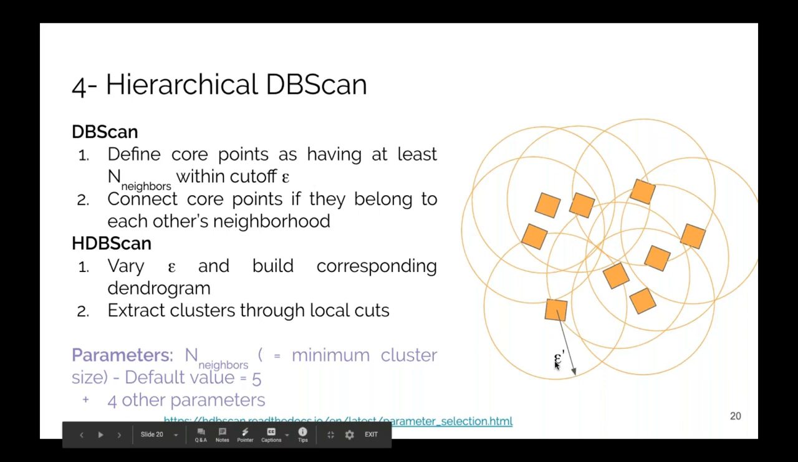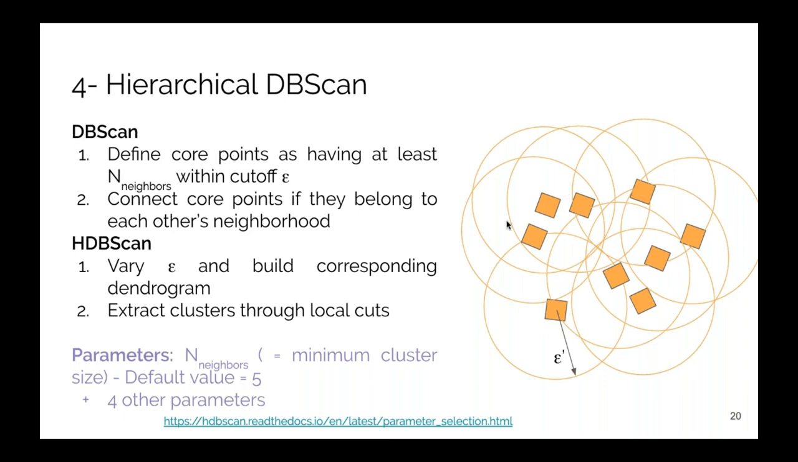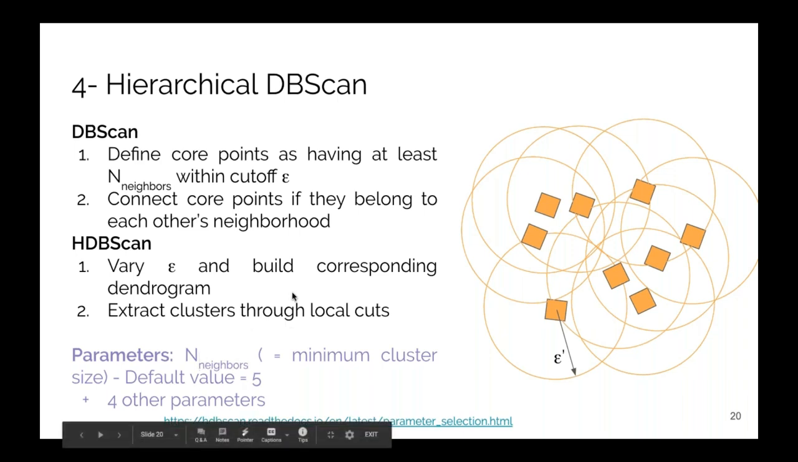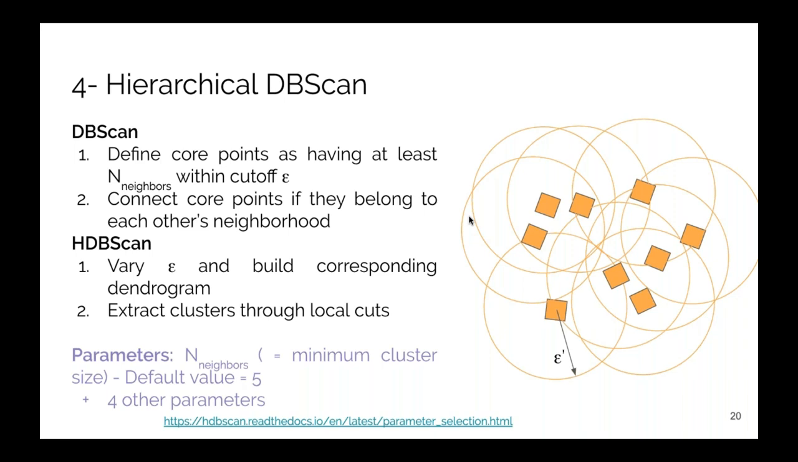So here we have extended epsilon to epsilon prime, and you can see that now all the points are considered core states and they all now belong to a single cluster. And so hierarchical DBSCAN basically builds on DBSCAN by varying epsilon and building the corresponding dendrogram or tree, and then extracts the clusters through local cuts. Unfortunately, this method has quite a few parameters to pick from, and this will be difficult or impossible to review in this presentation. So if you're interested in the method, I refer you to the documentation.